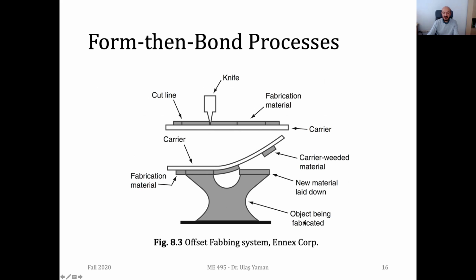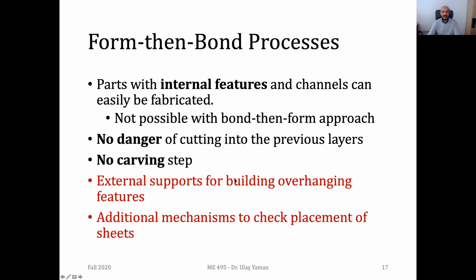This is the object being fabricated, and now they are actually bringing this layer and trying to join it, trying to bond it to the rest of the part. But obviously the positioning here is quite important, and the advantage is that, as you see, even though they have such an internal shape, internal feature here, they don't use any support structure. This is simply bonded to the previous layer. A nice advantage of formed and bond processes.